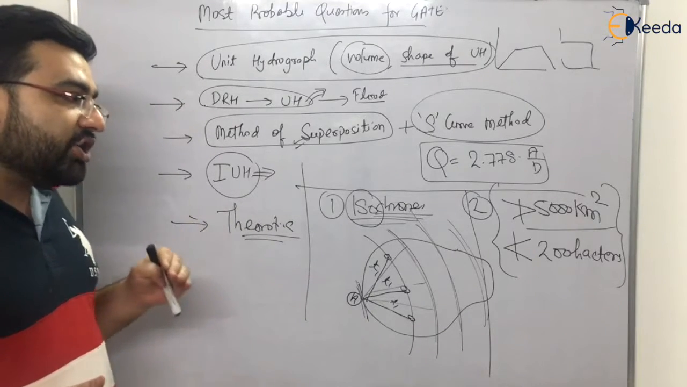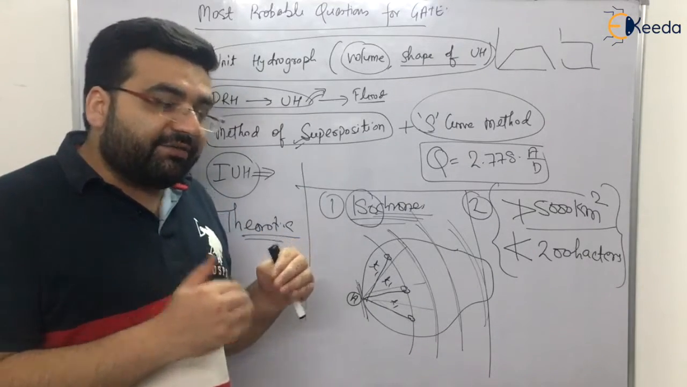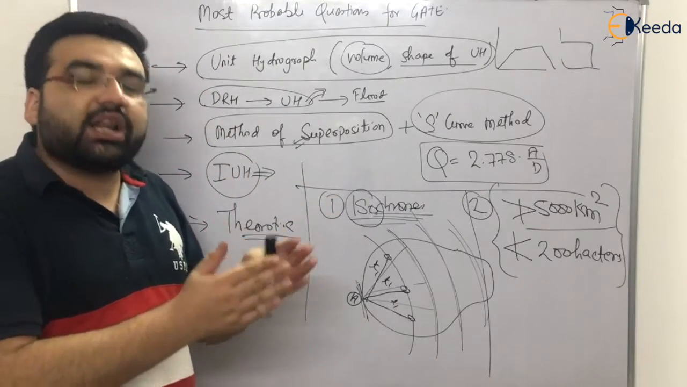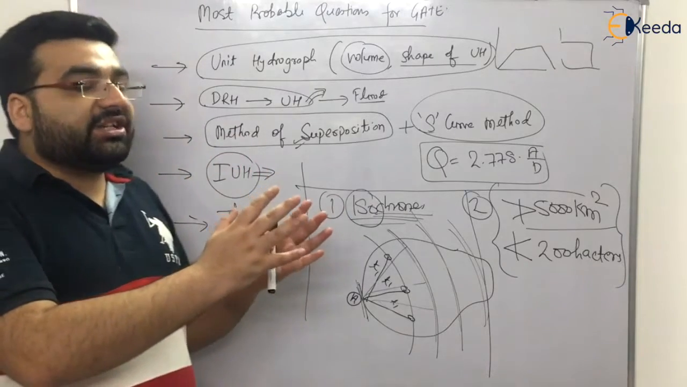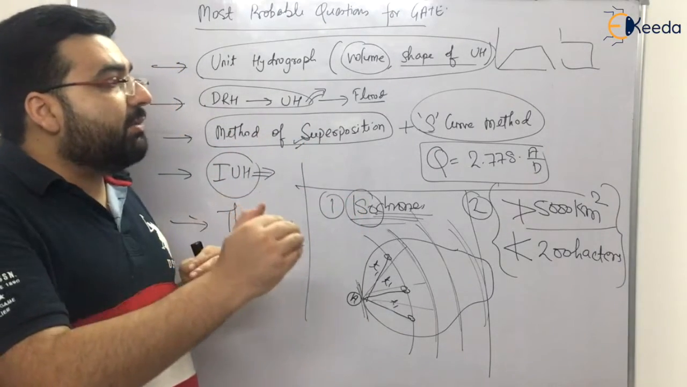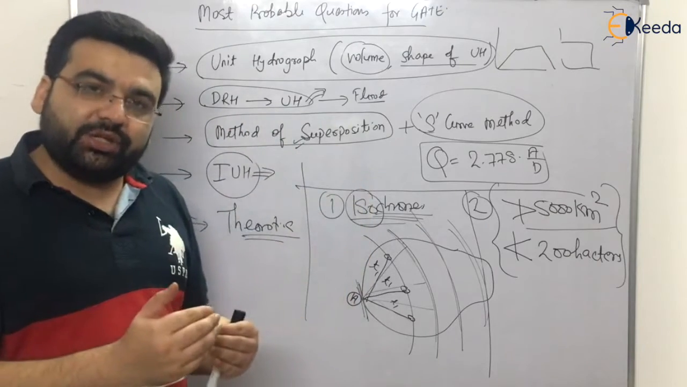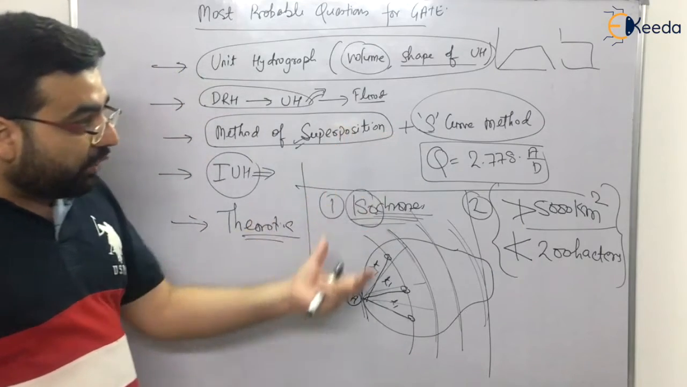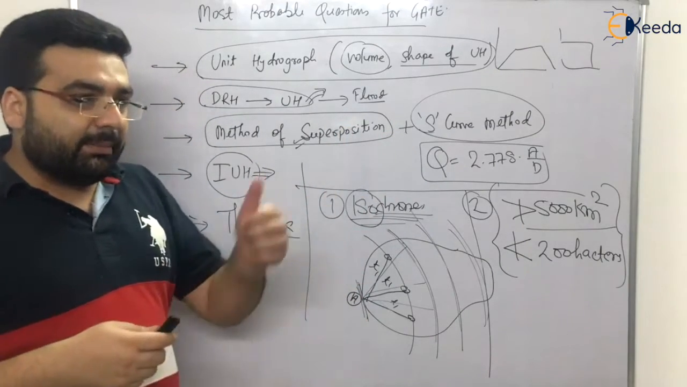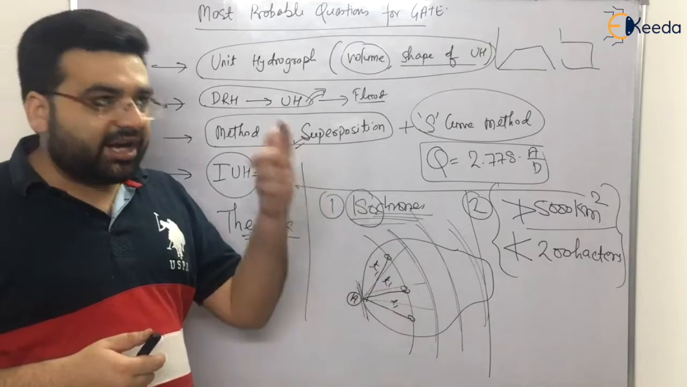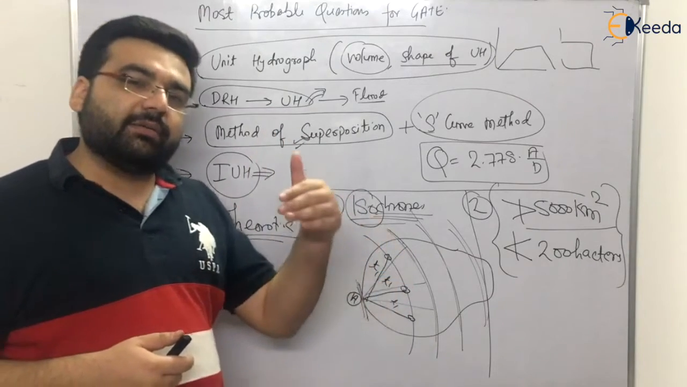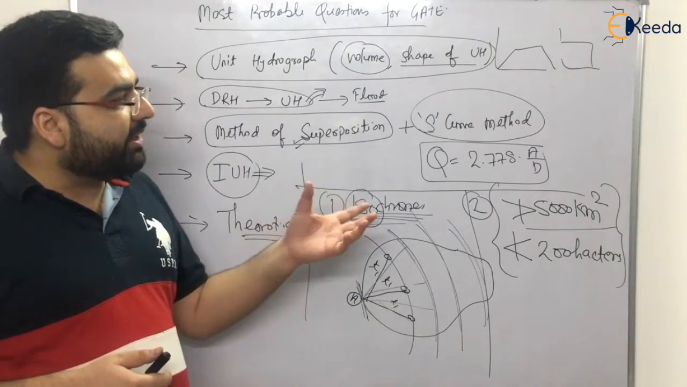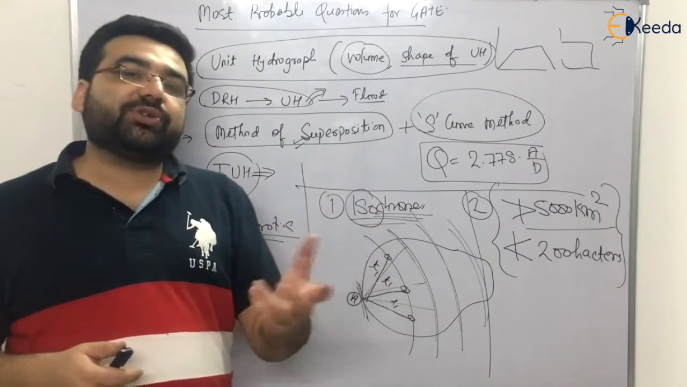Hydrology also has flood determination. It also has the Muskingum method, flood routing, channel routing, and hydrologic routing. But those things we will discuss in detail when we discuss irrigation engineering. As far as hydrology is concerned, this is more than enough.